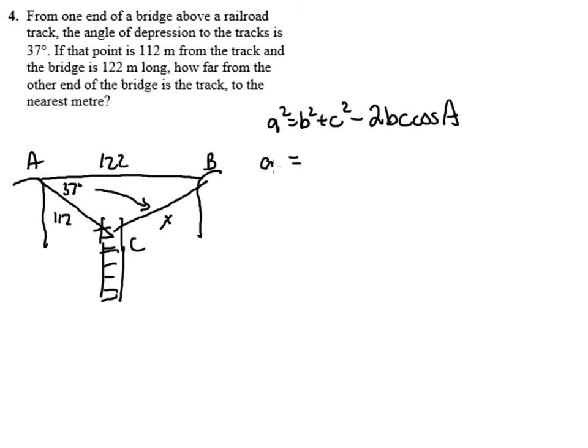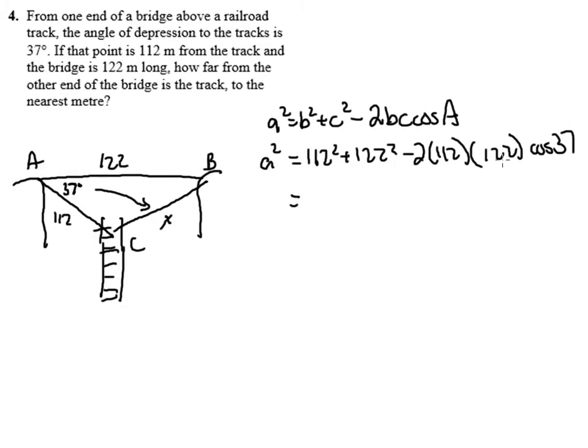Okay, so let's go A squared equals, B squared is 112 squared plus 122 squared minus 2 times 112 times 122 times cos 37. Okay, this entire thing you can put in your calculator at once or you can do it in steps. I'm just going to do it at once. So I get approximately 5602, and then we root it.